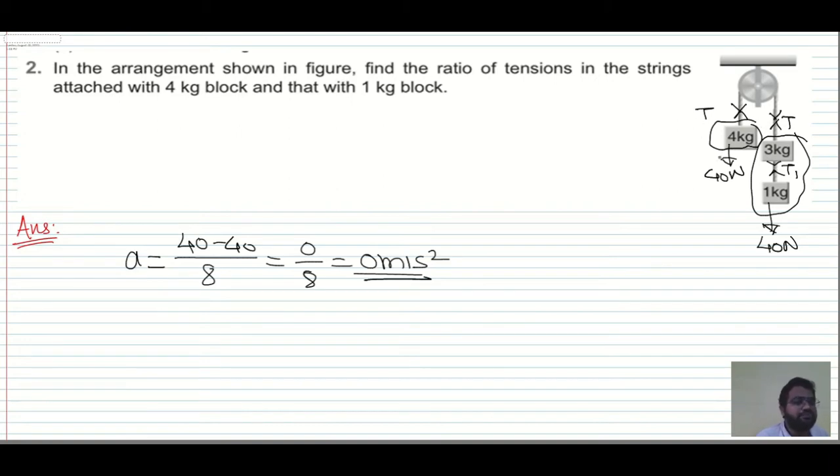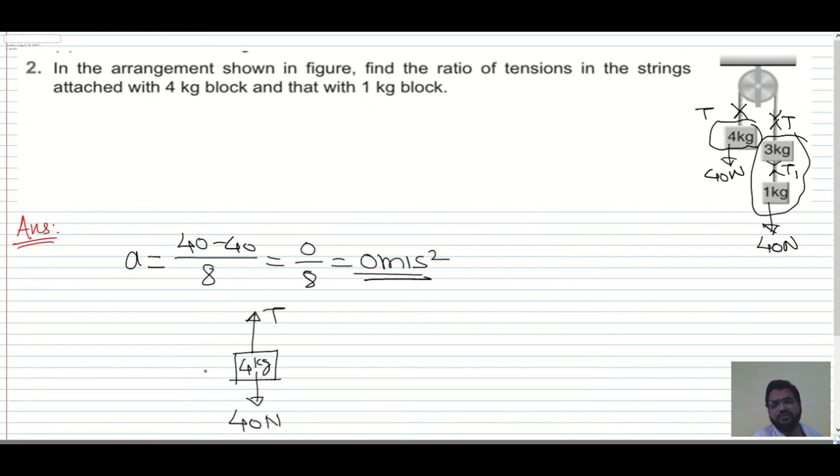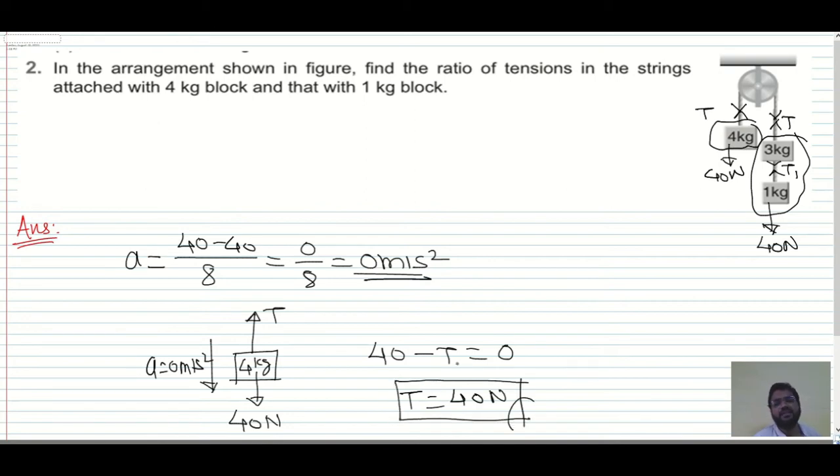If this block is at rest, what is the tension over here? How to find tension? See, this is the 4 kg block. I'm drawing the FBD. Tension is upward, and we have 40 Newton downward. The acceleration is 0 meter per second square. You can consider any direction because the acceleration is 0. So 40 minus T is equal to 4 into acceleration, which is 0. So T is 40 Newton. As you can see, it is very simple. Tension over here is 40 Newton.